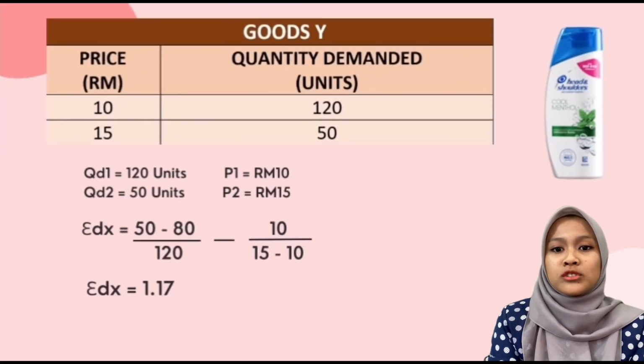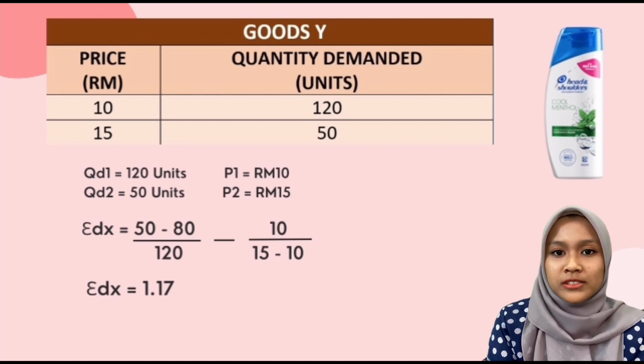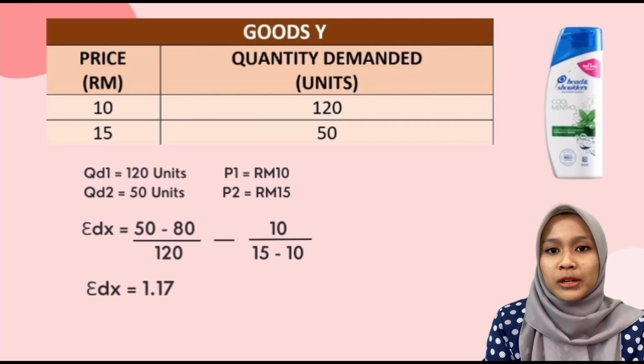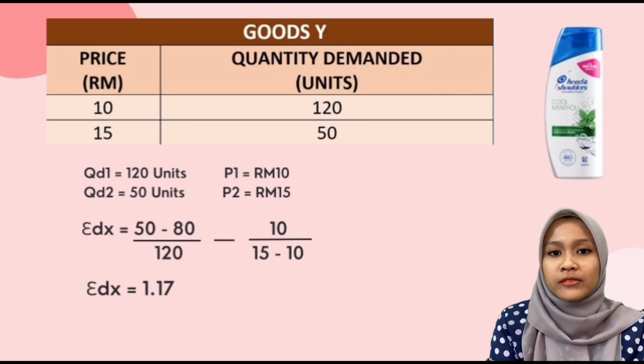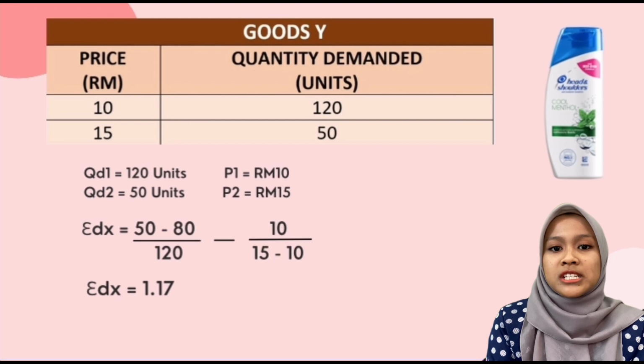For the price of goods Y, it is increasing from RM10 to RM15, while the quantity demand is decreasing from 120 units to 50. We substitute all the details into the formula given. 50 units minus 120 divided by 120 and multiply 10 divided by 15 minus 10. The answer is 1.1. As we can see, the elasticity of demand for goods Y is more than 1, so the degree of elasticity is elastic.